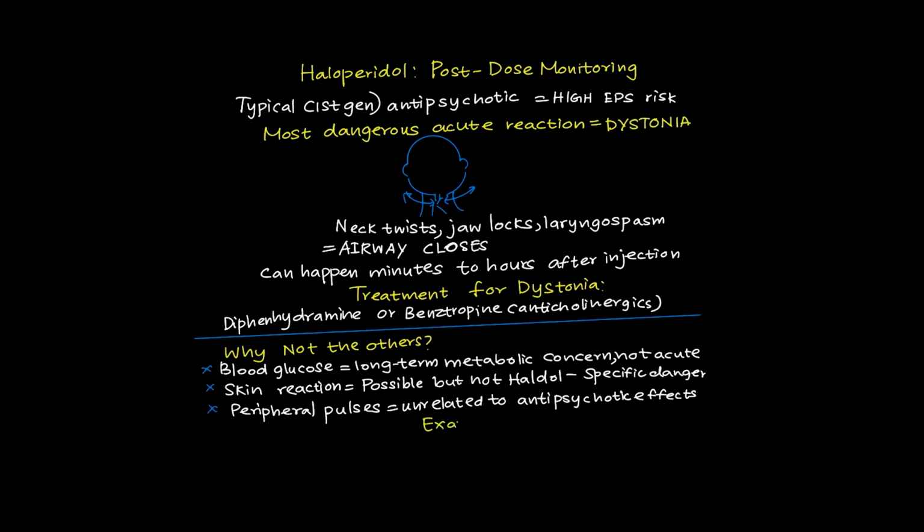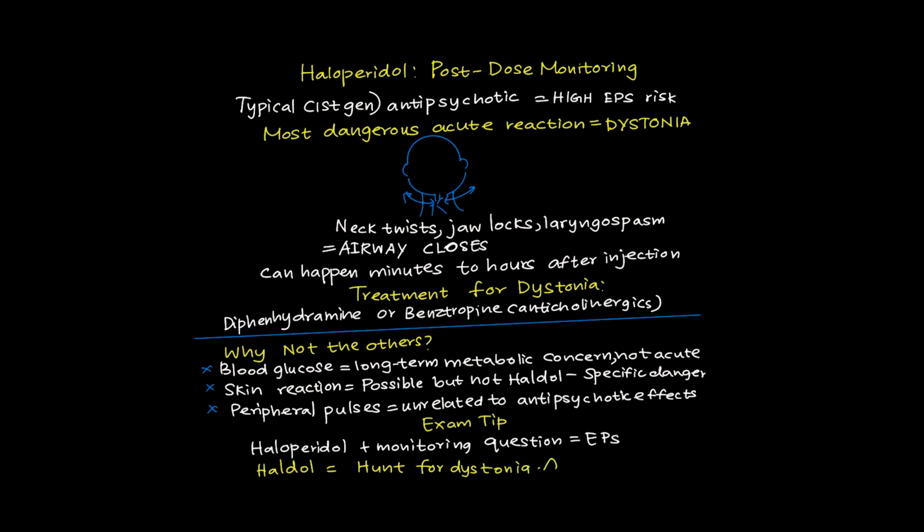Here's a WGU D455 exam tip for you. Haloperidol plus any question about post-administration monitoring equals extrapyramidal symptoms. The airway-threatening dystonic reaction is what you're watching for. Quick recall hook: Haldol equals sign hunt for dystonia. Airway can close, watch for EPS.